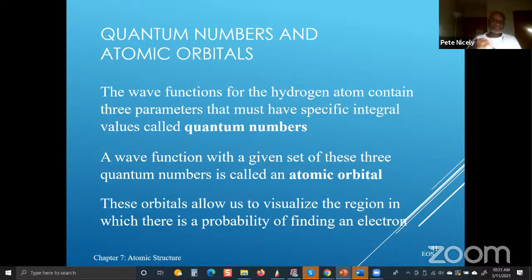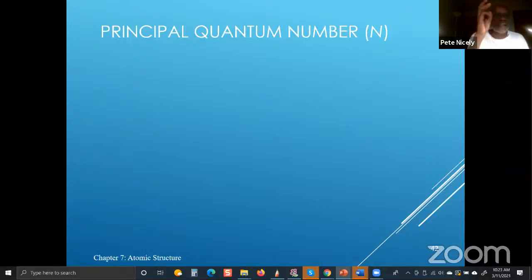It turns out that the wave functions contain what are known as quantum numbers, which are basically integral values, parameters needed to solve the Schrodinger equation. A wave function with a given set of these three quantum numbers is called an atomic orbital, all right? And these orbitals allow us to visualize a region in space where there's a high probability of finding an electron. So there are actually four quantum numbers, but we're going to talk about the first three first, and then I'm just going to make reference to the fourth quantum number.